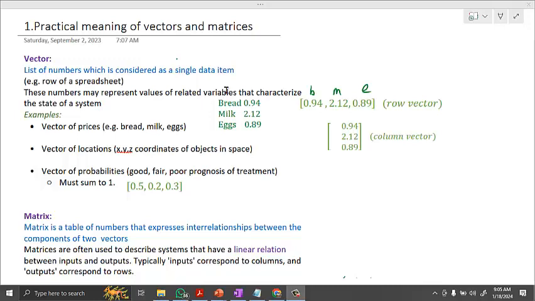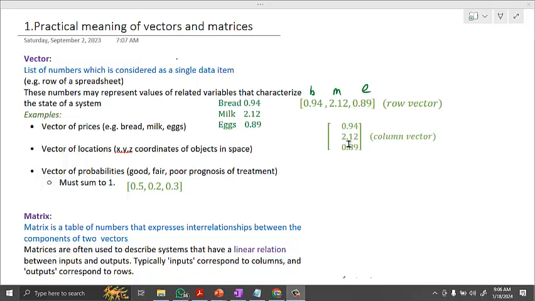Okay? So the position in the vector matters. In this case, my first entry is the bread price, which I call B. Second entry is milk price, which I call M. Third entry is egg price, which I call E. Now you can arrange the vector as a row vector or a column vector. We talked about that before.